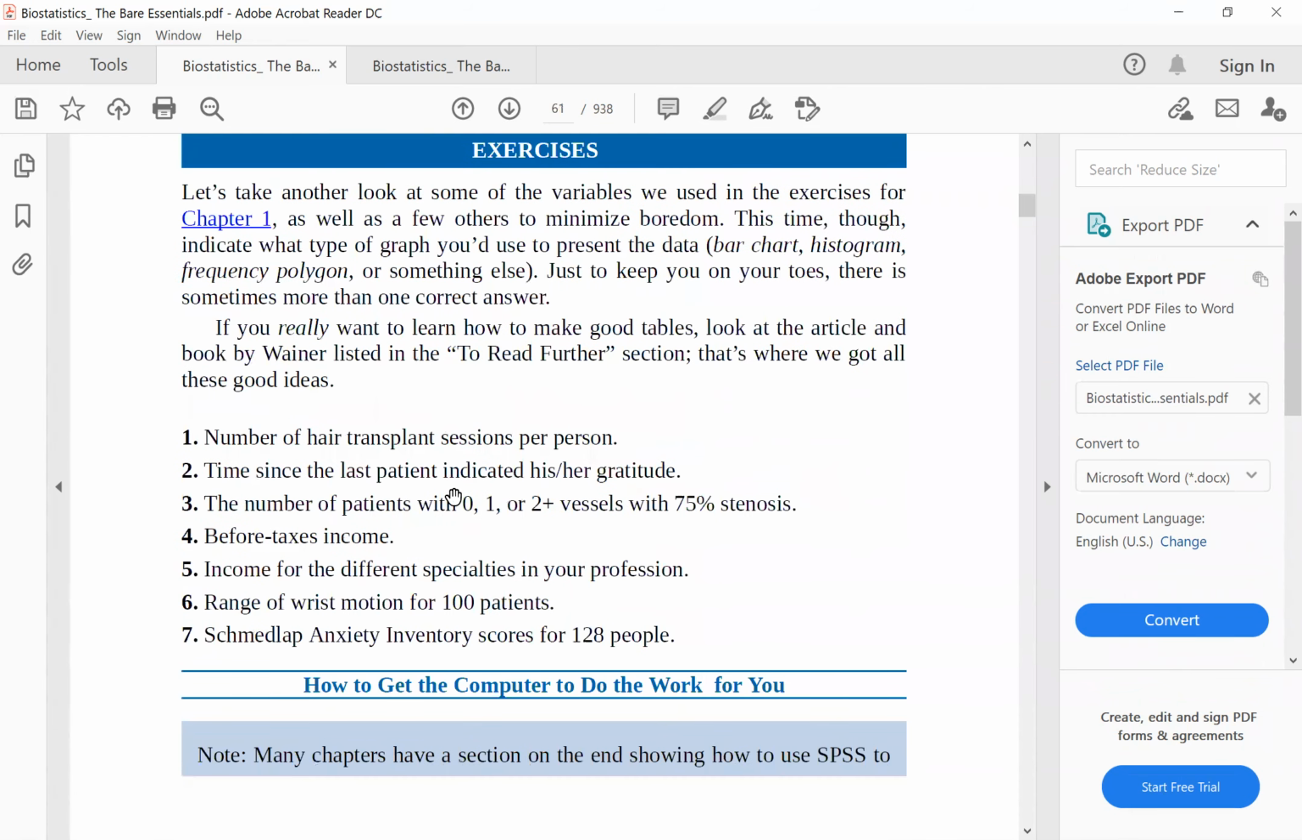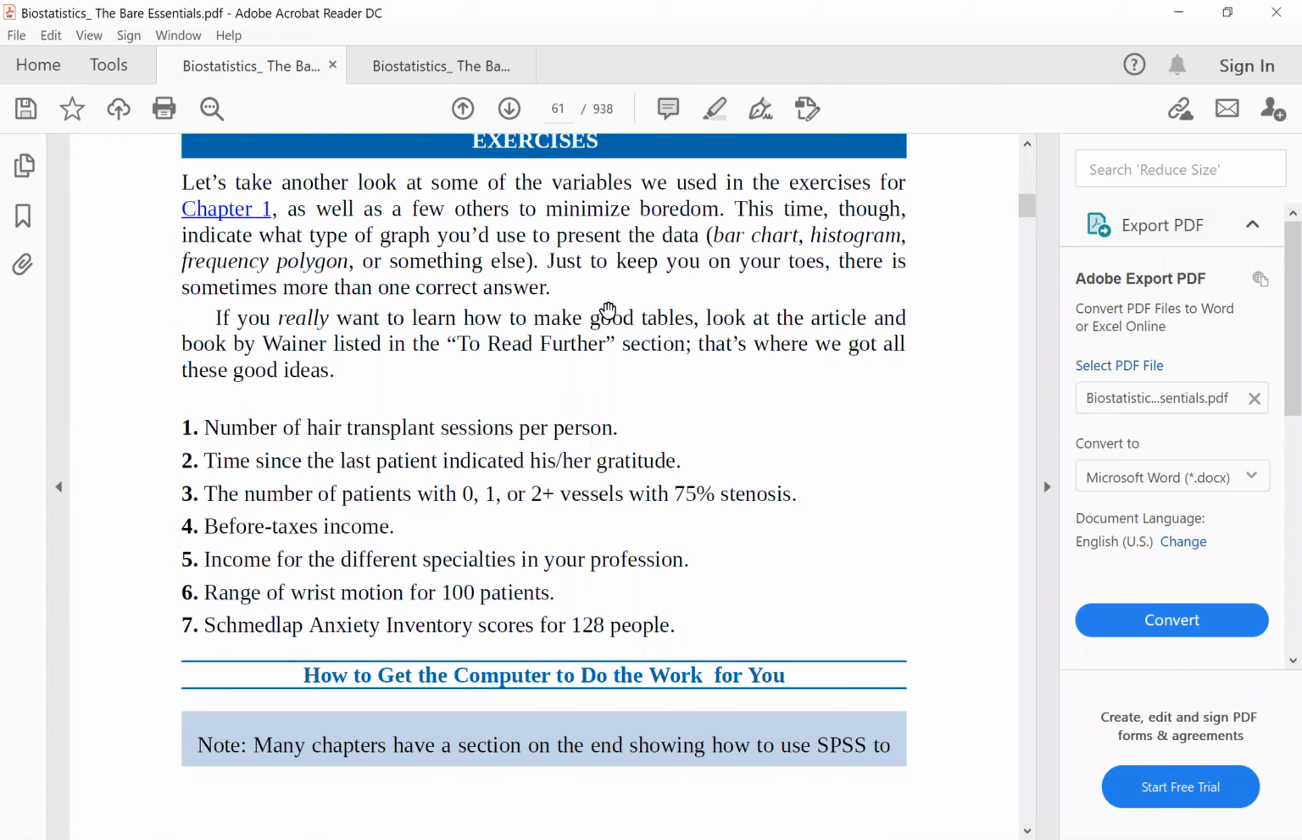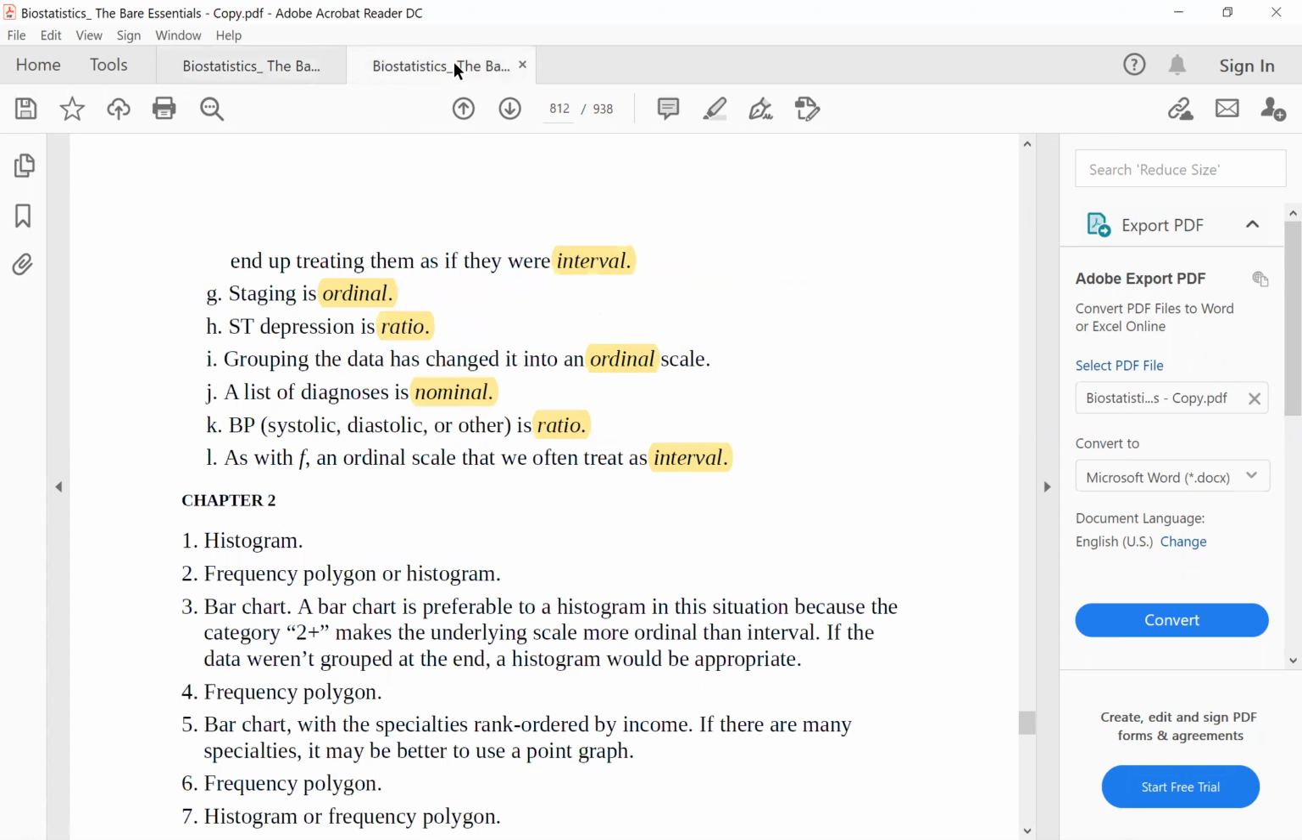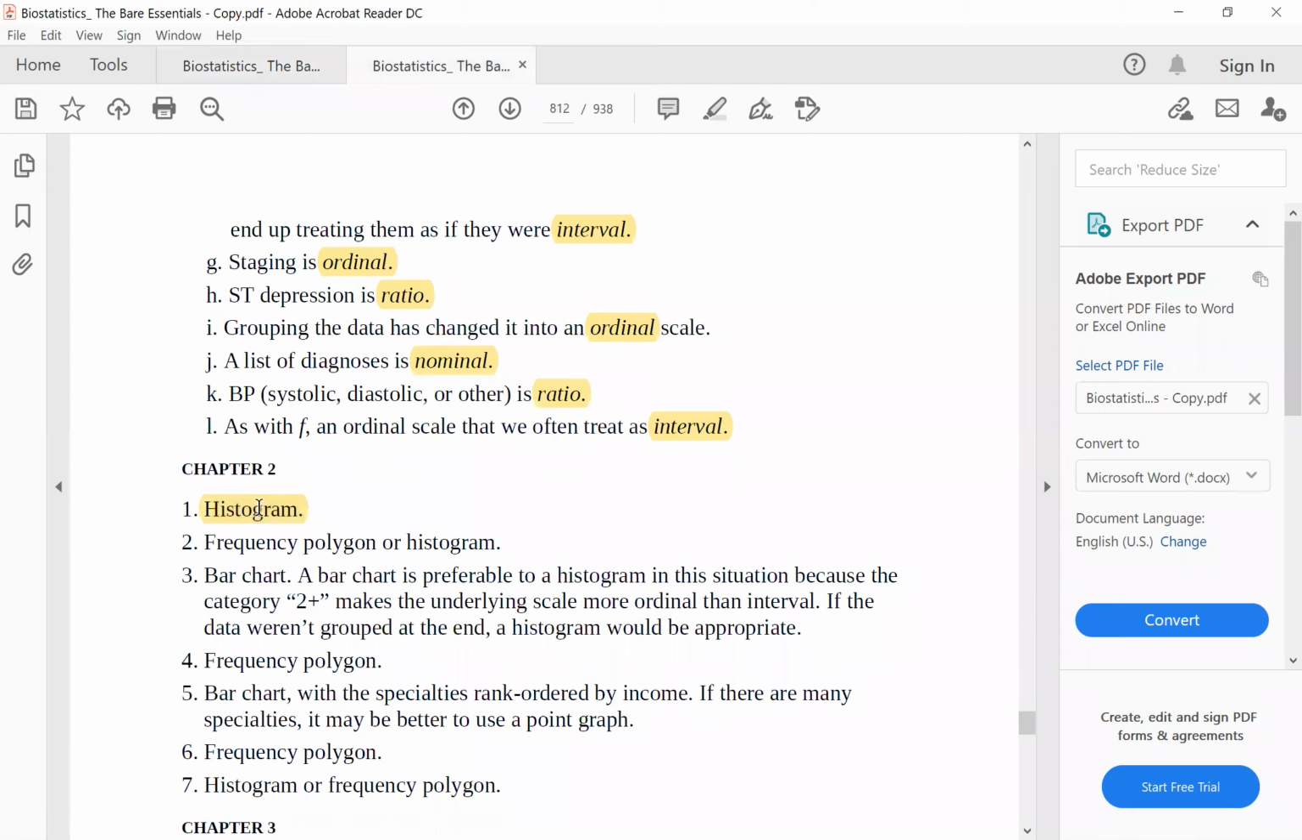So now we go to the exercises. What graph will you use to present your data in these cases? Number one, number of hair transplant sessions per person. So it's a number. You're going to use a histogram for that number.